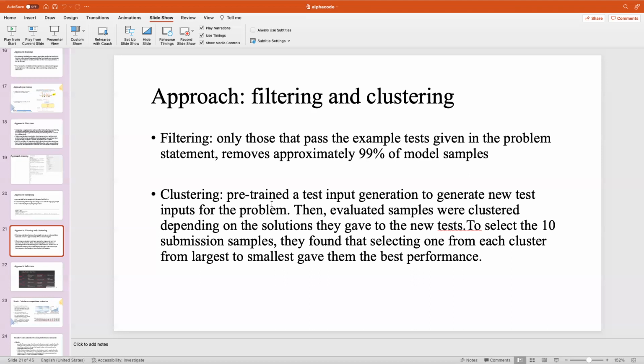During inference, given a problem, the model will generate some new test inputs, and all those 1,000 model samples will be clustered based on the outputs they give to the new tests. After clustering those model samples, they just select one from each cluster and use them as the final candidates, which they will submit to the coding contest.